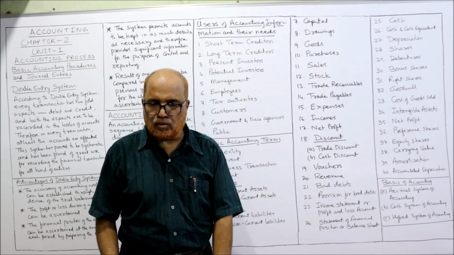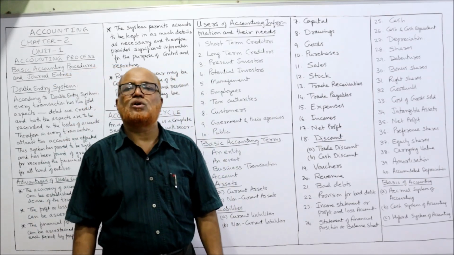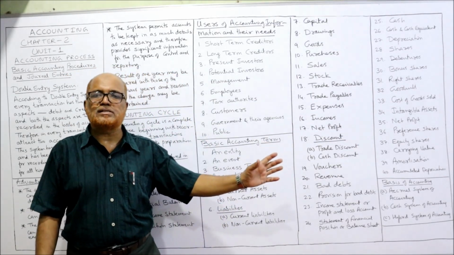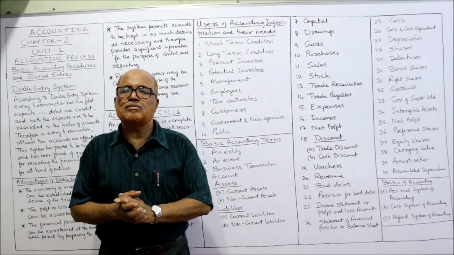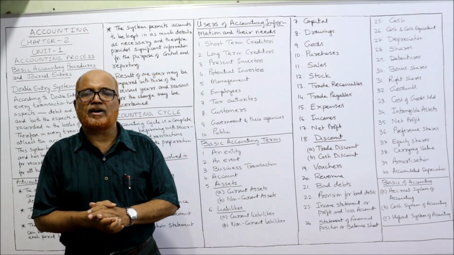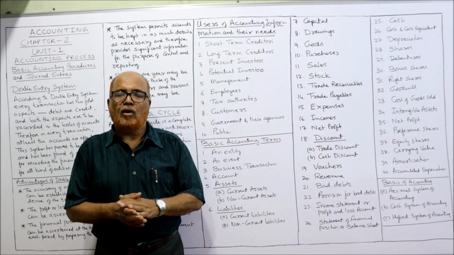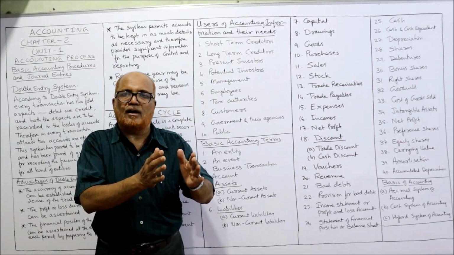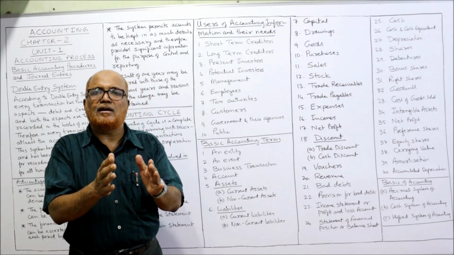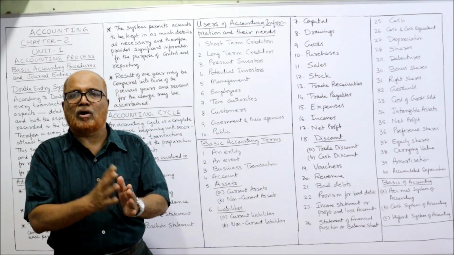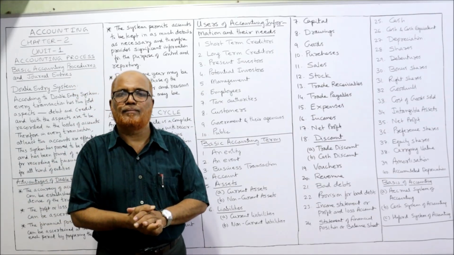Now, basis of accounting. There are 3 methods of maintaining the accounts: accrual system, cash system, and hybrid system. Accrual system is the most famous system of accounting, where all expenditure of the current year, whether paid or not, and all incomes of the current year, whether received or not, will be considered.